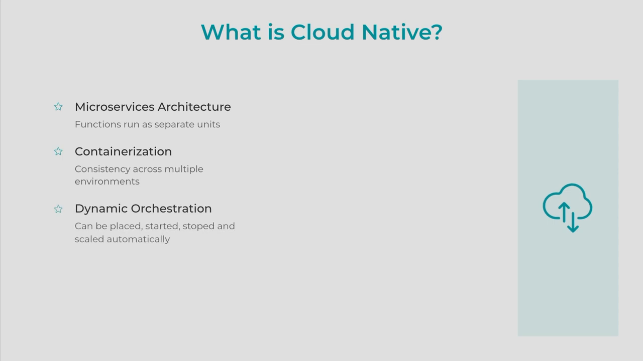The next is dynamic orchestration. Cloud native apps are designed to be orchestrated, meaning they can be automatically placed, started, stopped, or scaled up and scaled down by tools like Kubernetes or some other container orchestration platform.